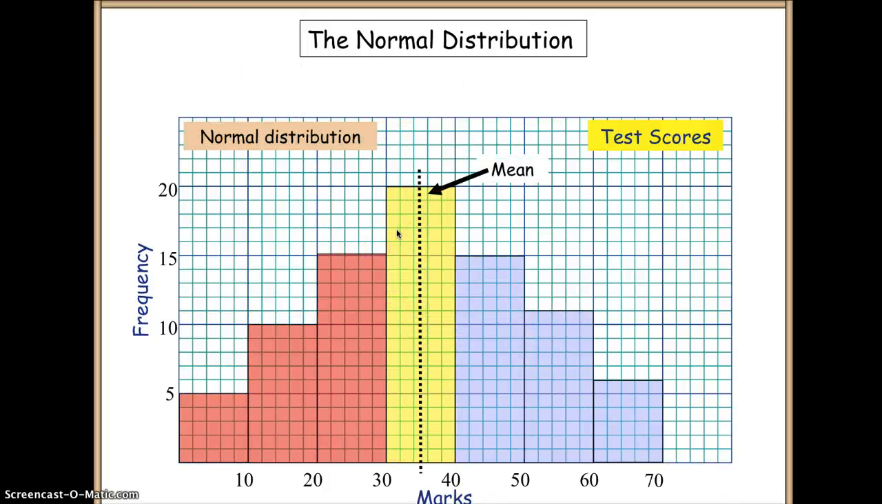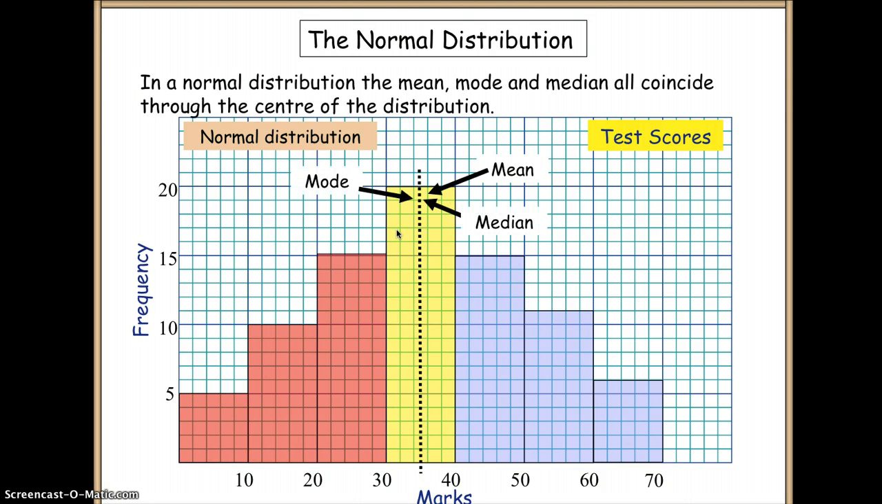Now, for normal distribution, the mean is at the middle, or at the center. The median and mode are really close to it, or have the same value as the mean. They have the same value, both mode and median, or are close to the middle, close to the center.